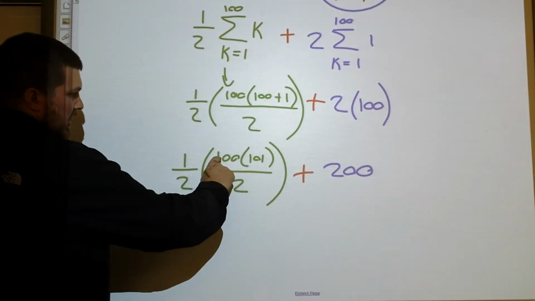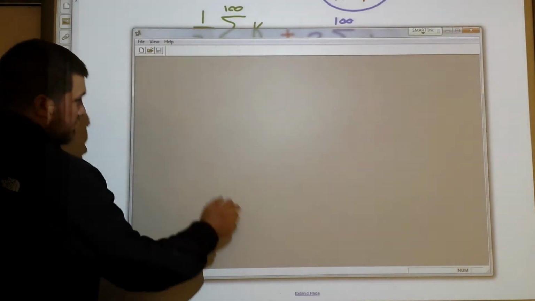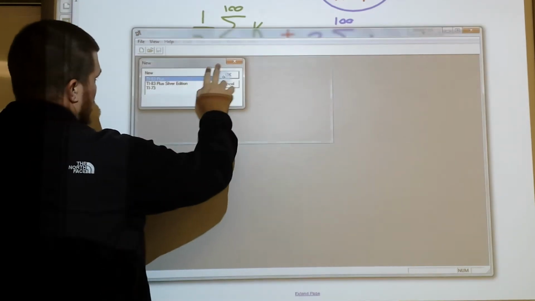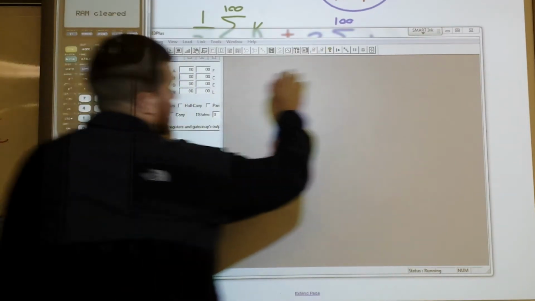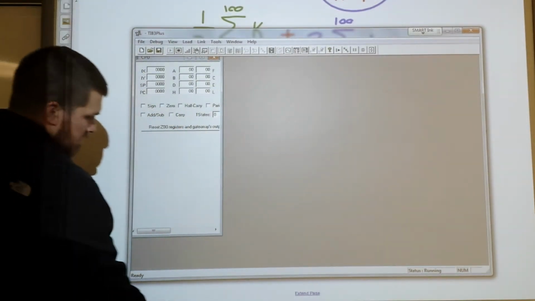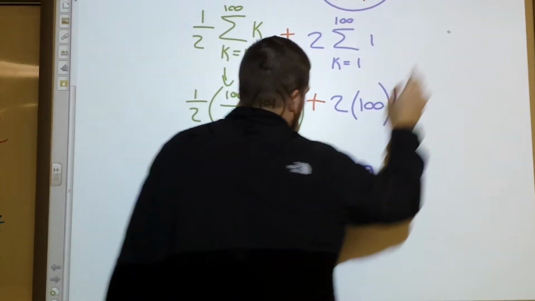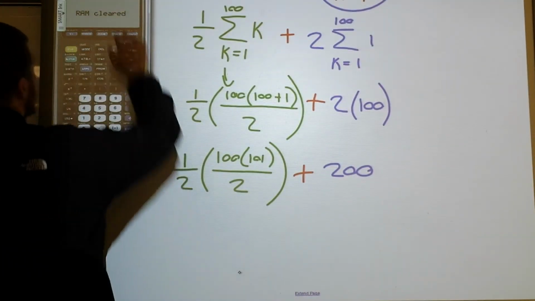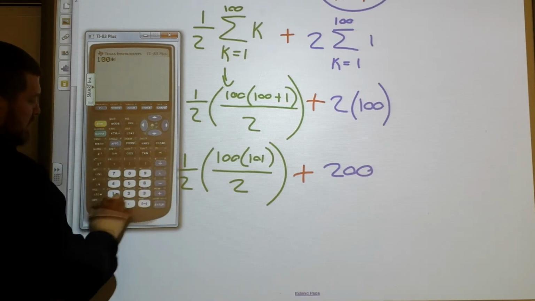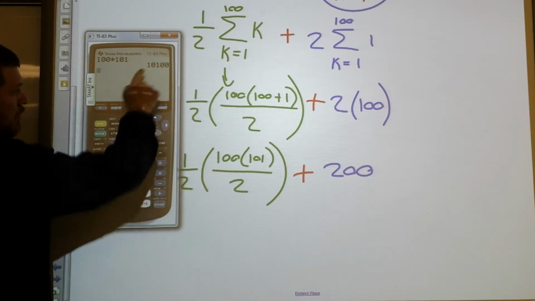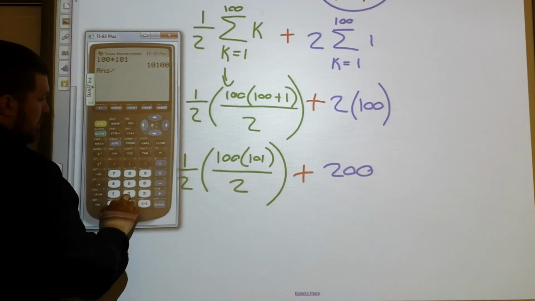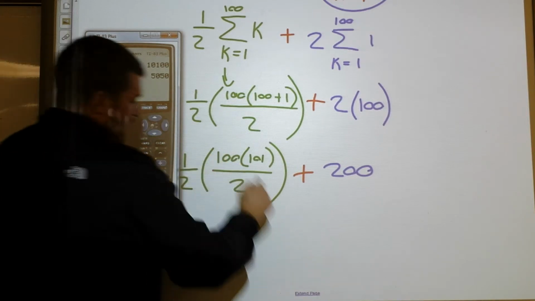Now, I'm definitely going to use my calculator to help me out here because that's a pretty big number. If I can find my calculator. I think I closed it down, so let's open a new one. Sorry, technical difficulties, but here we go. All right, so again, I want 100 times 101, which is 10,100. Now divided by 2 on the inside, which is 5,050.